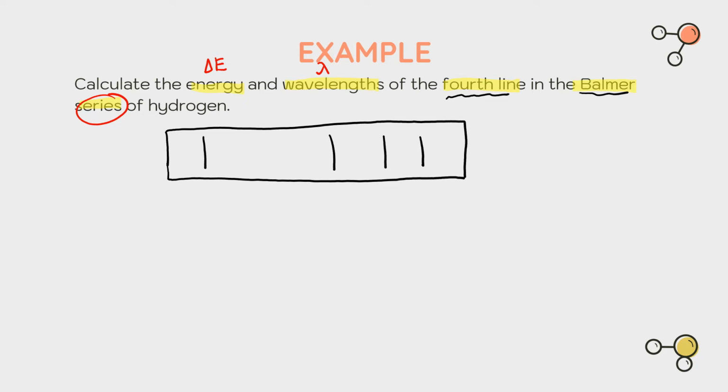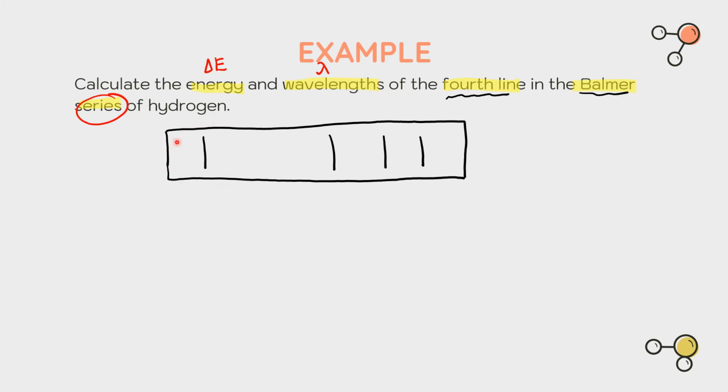From this line spectrum, can you identify which one is the first line in the Balmer series? Yes, the answer is the first line on the left. This is the first line in the Balmer series. So how to identify the first line in the series?